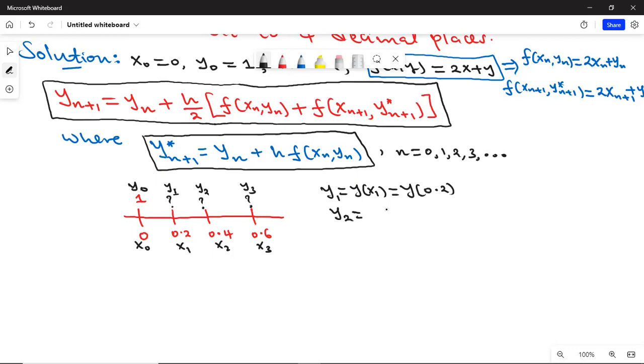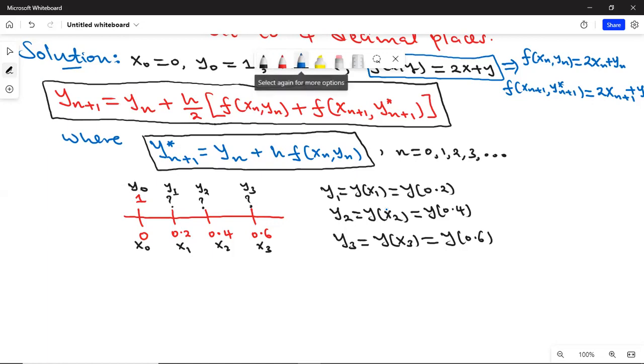y2 is the same as y at x2, which is the same as y of 0.4. And y3 is y at x3, which is the same as y of 0.6. So these are what we need to find. So what is the value? What is the value? And also what is the value of this one?